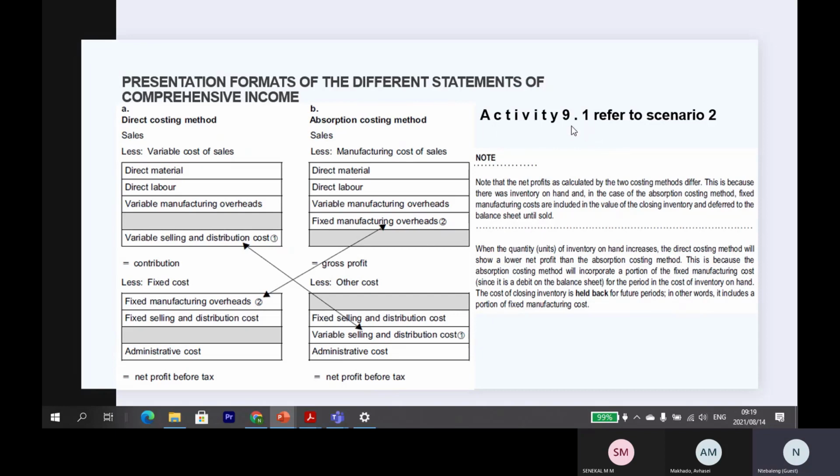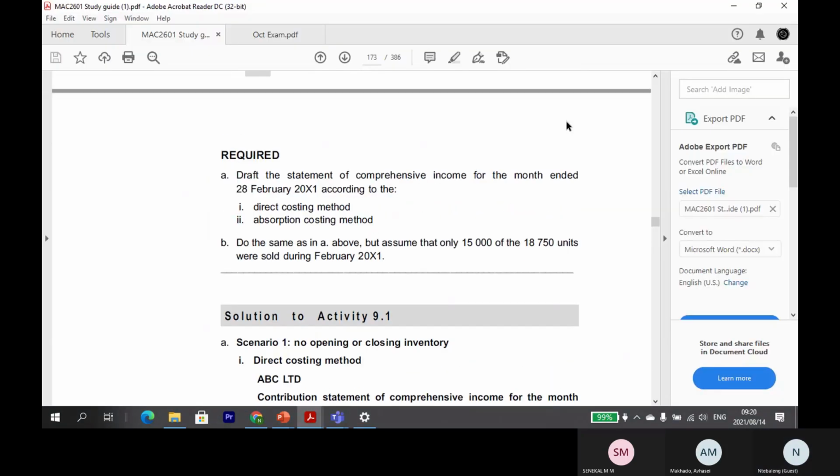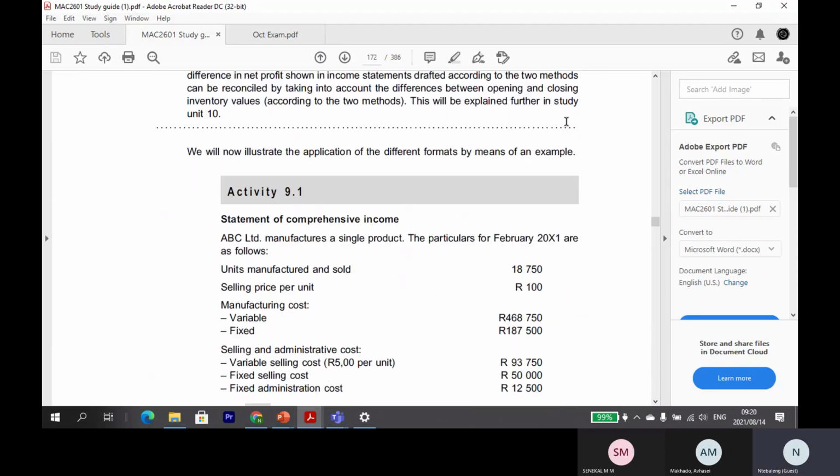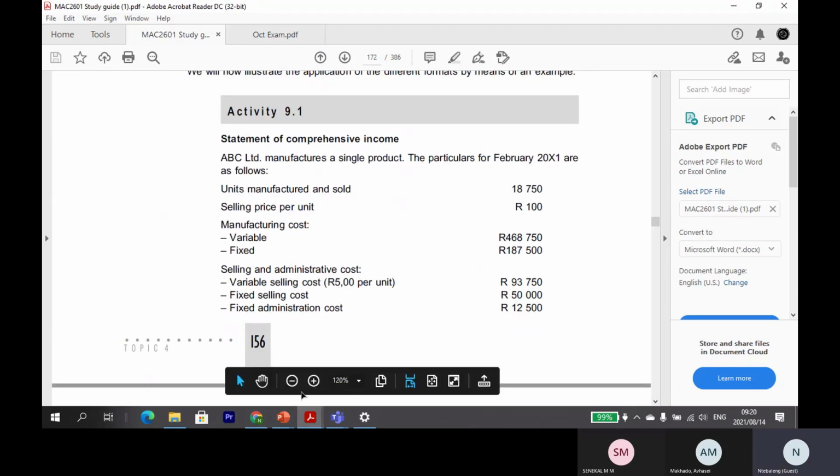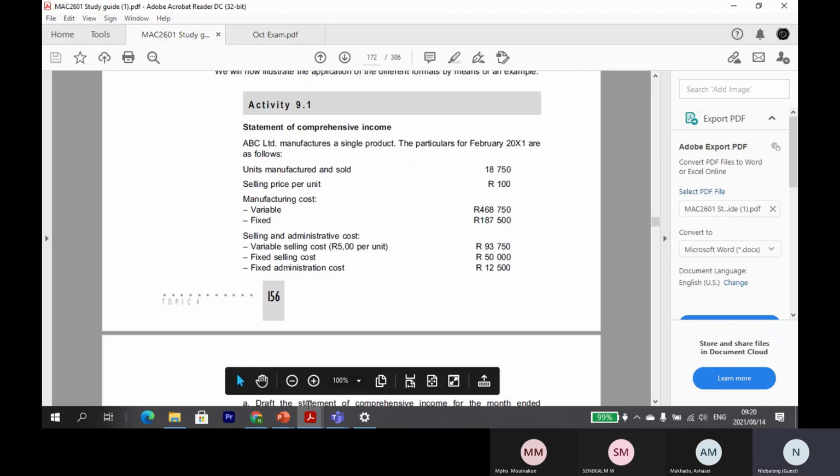Okay, so let's look at activity 9.1, scenario 2. So let's look at activity 9.1. And in this instance, we are looking at scenario 2.